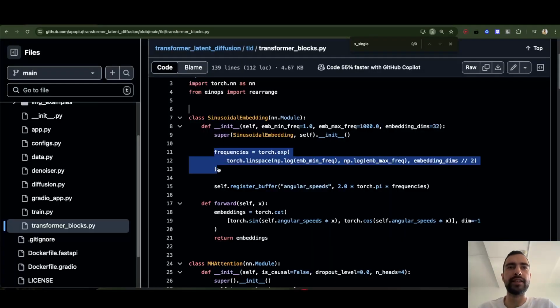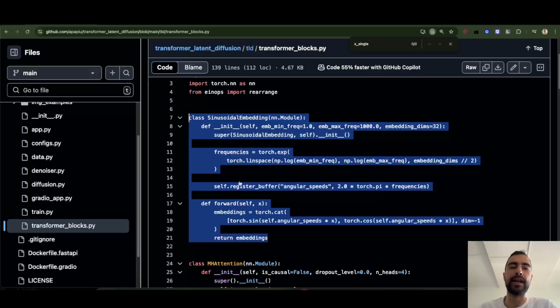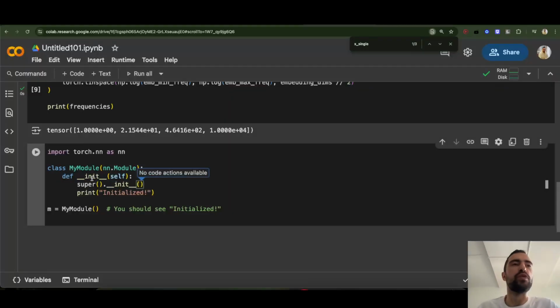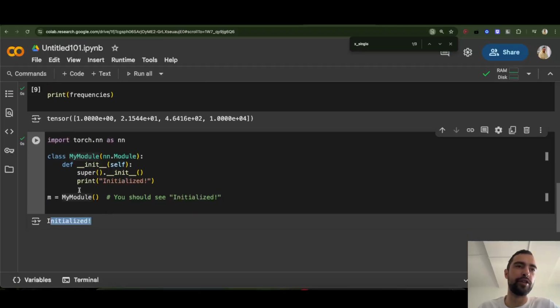So now we understand this, but let's understand the entire class. It's not that difficult. This was the main part, I think. You probably know this, but if you have some module that inherits from nn.Module, you define __init__ in itself, and then super to call this superclass, and we can print initialize here. So if I initialize my module, it's going to say initialize because as I create the instance of this class, it runs this initialize method. So whatever is in it, it's going to run.